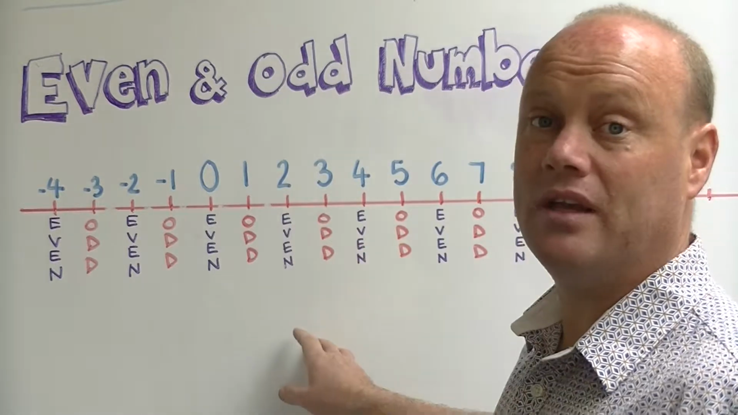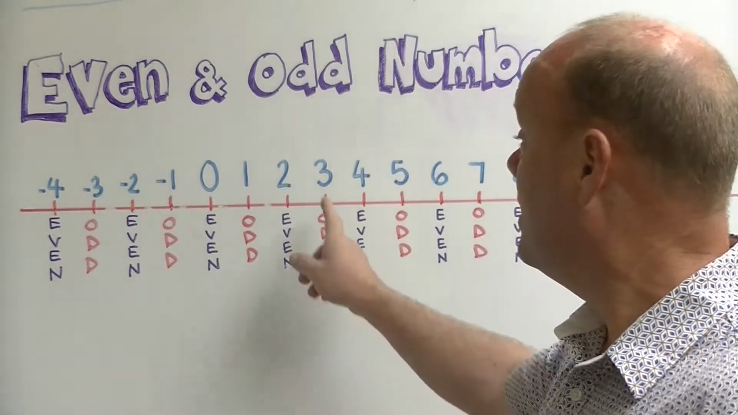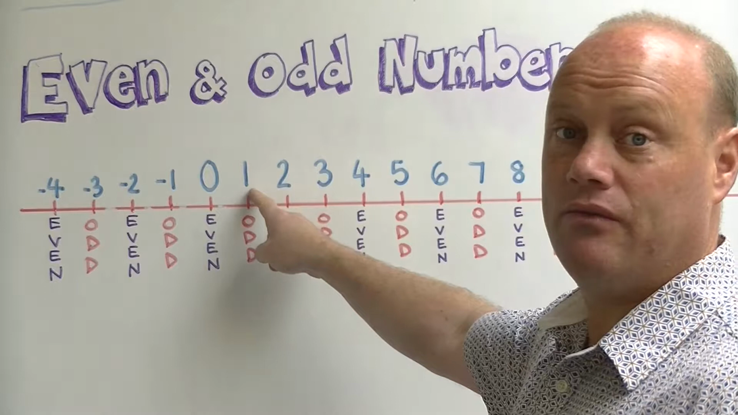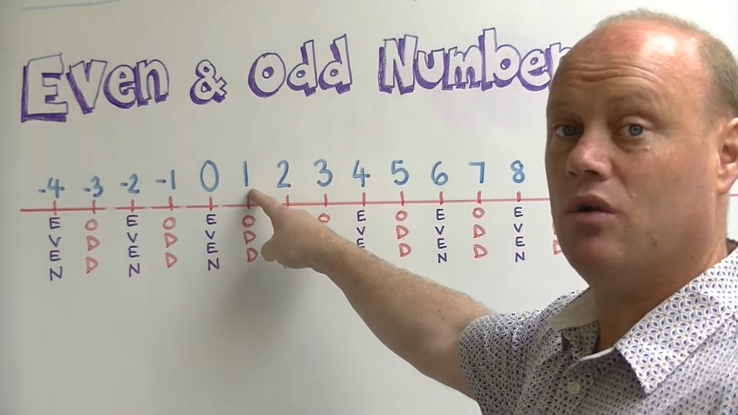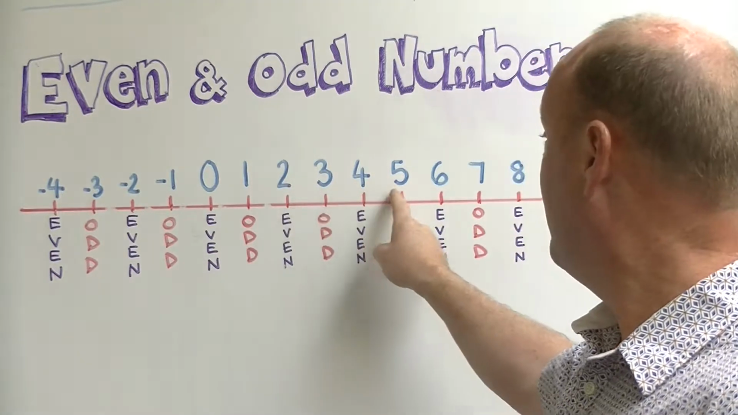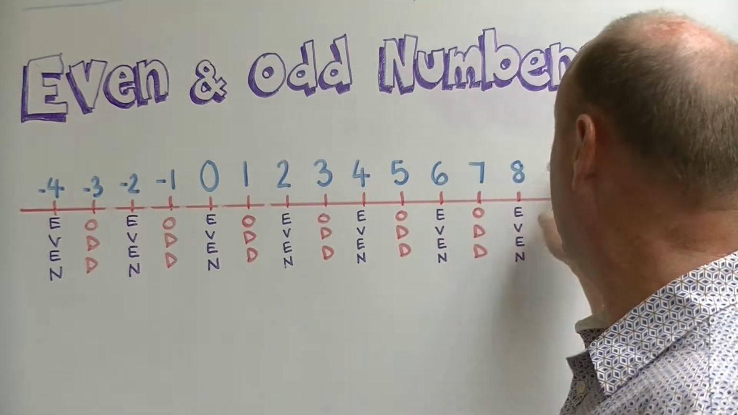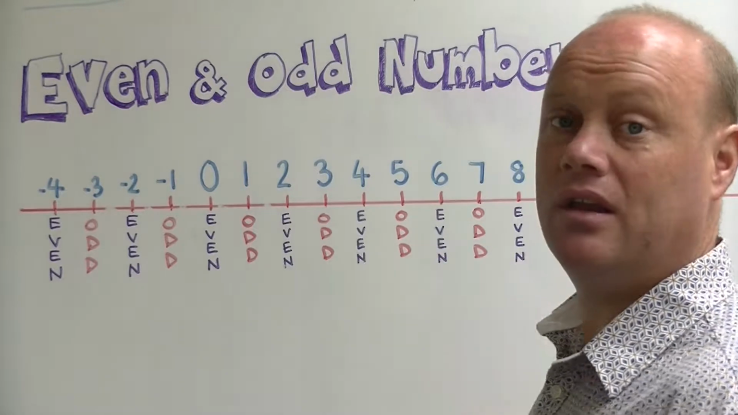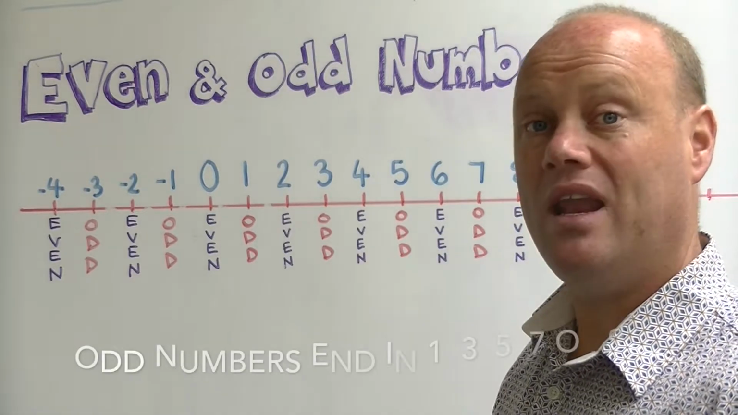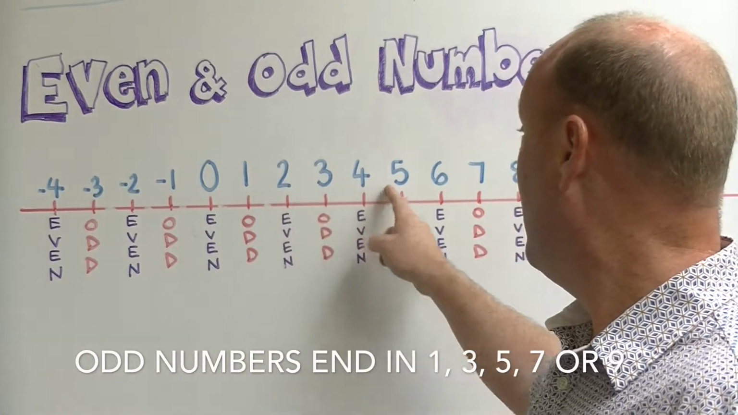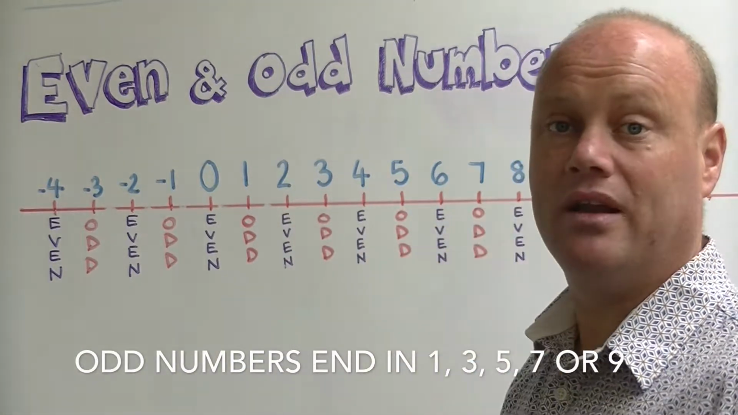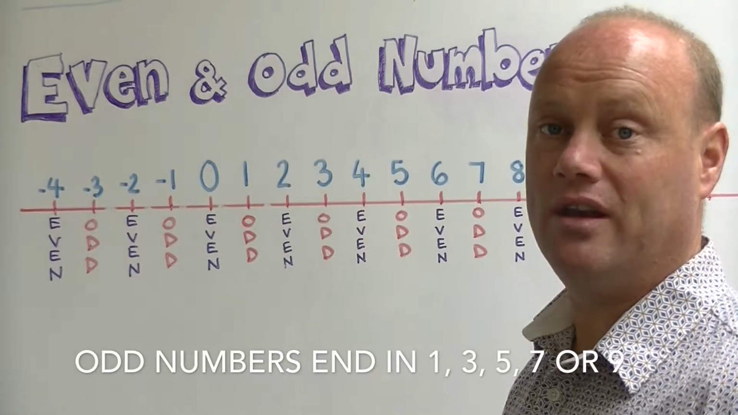Well, alternatively, an odd number is any number that falls into the pattern skip counting but starting from 1. 1, 3, 5, 7, 9, 11, 13 and so on. So any number that ends with a 1, 3, 5, 7 or 9 is classified as an odd number.